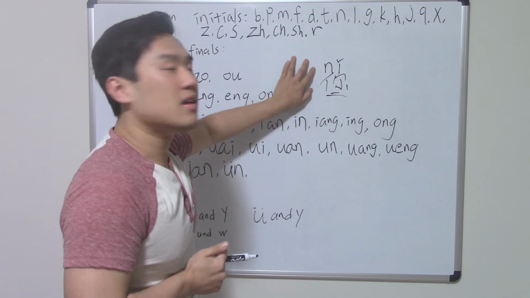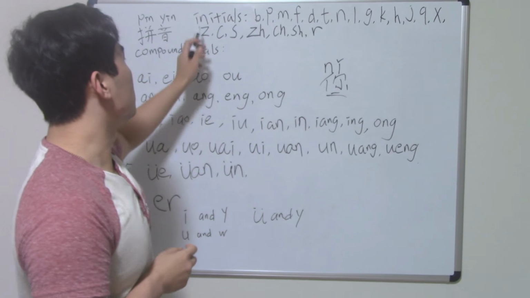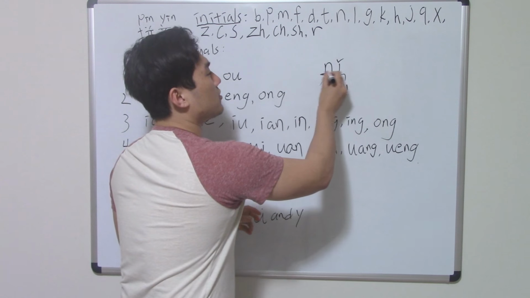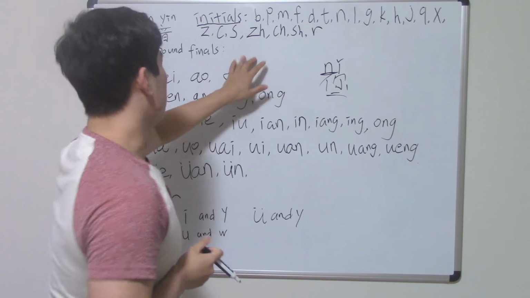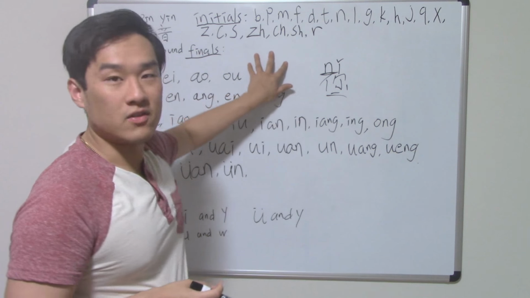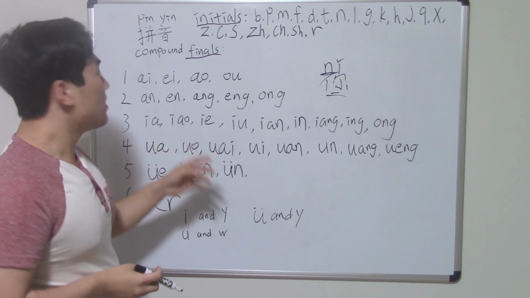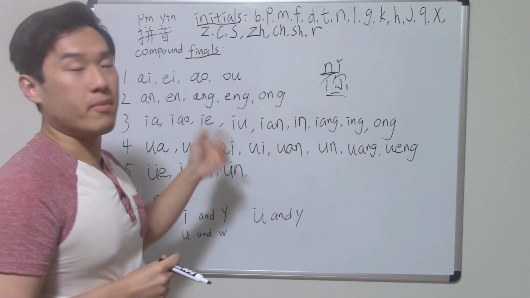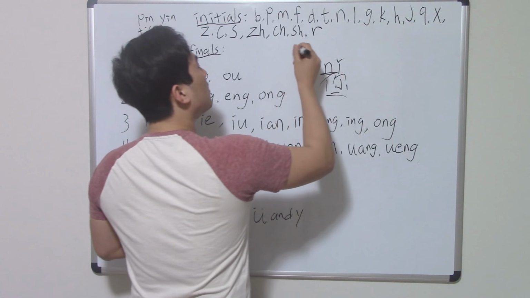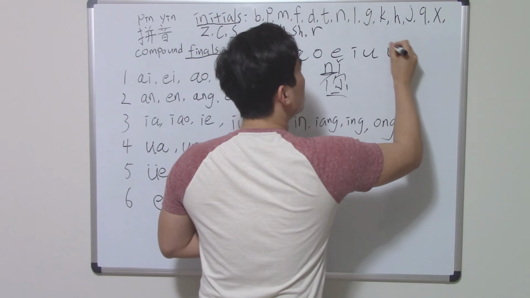That's what pinyin is, and the way pinyin is structured is that there are initials, which is the first part, and then the second part, which is the finals. There's only one type of initial, and then the finals have two types. One is simple finals, and today we're going to talk about compound finals. For the simple finals, there are only 6 of them, which are a, o, e, i, u, yu.